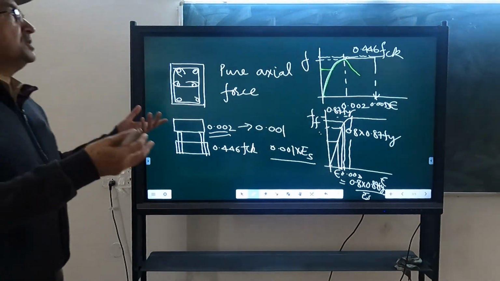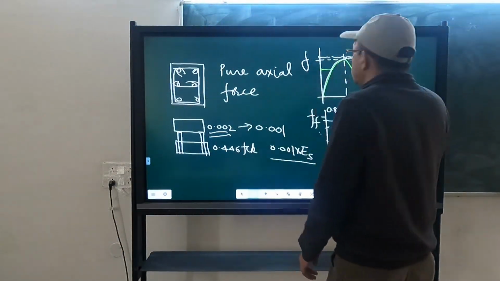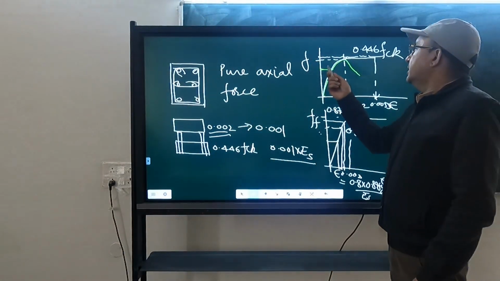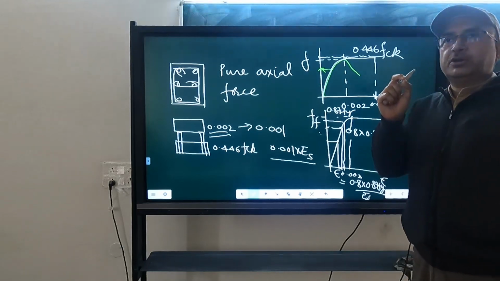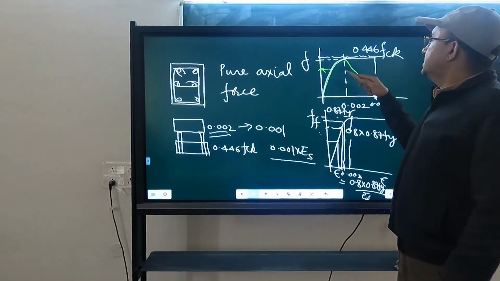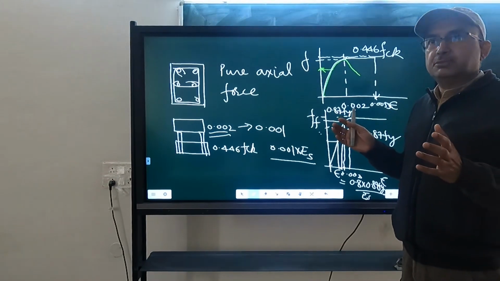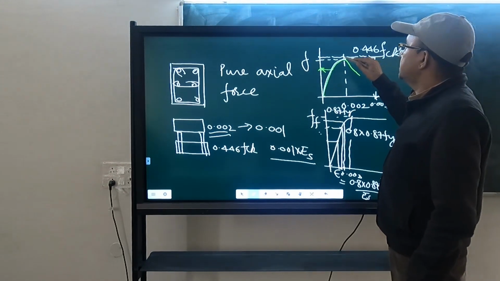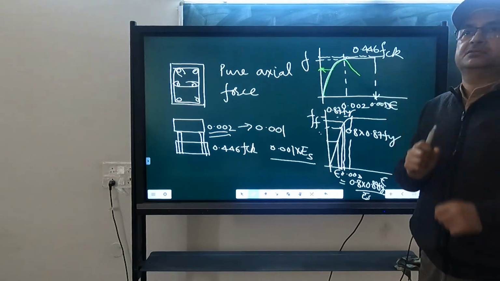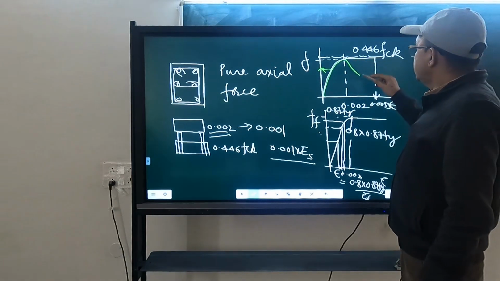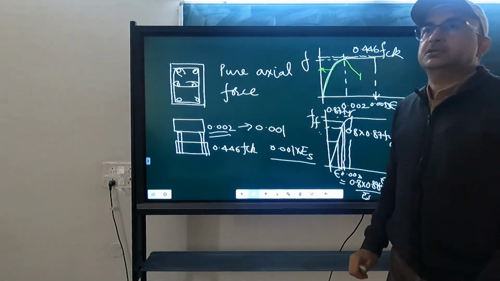Now what is happening, suppose it is concrete, if you visualize that, what is happening in concrete? Here at this point, micro cracks will develop. Okay, these micro cracks will progress, will increase. They will start being visible. When it reaches here, then cracks will appear. And then here, it will stop.